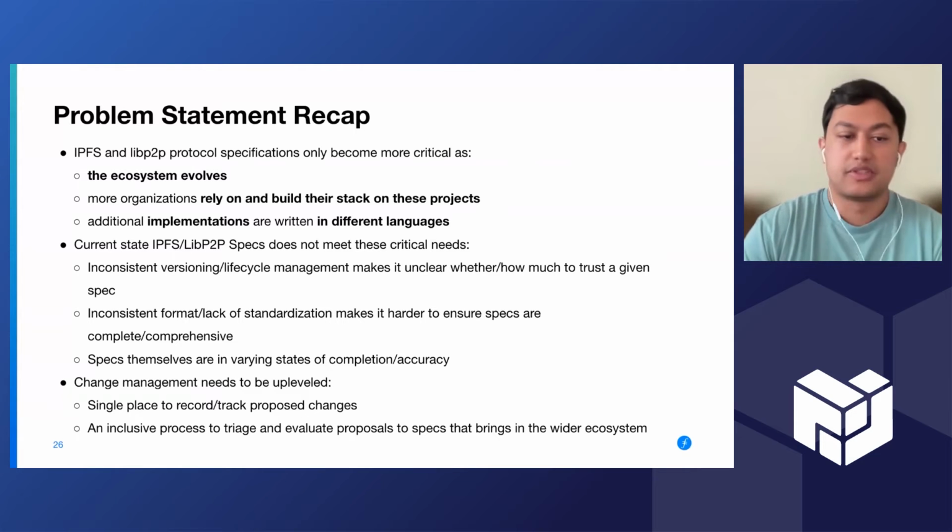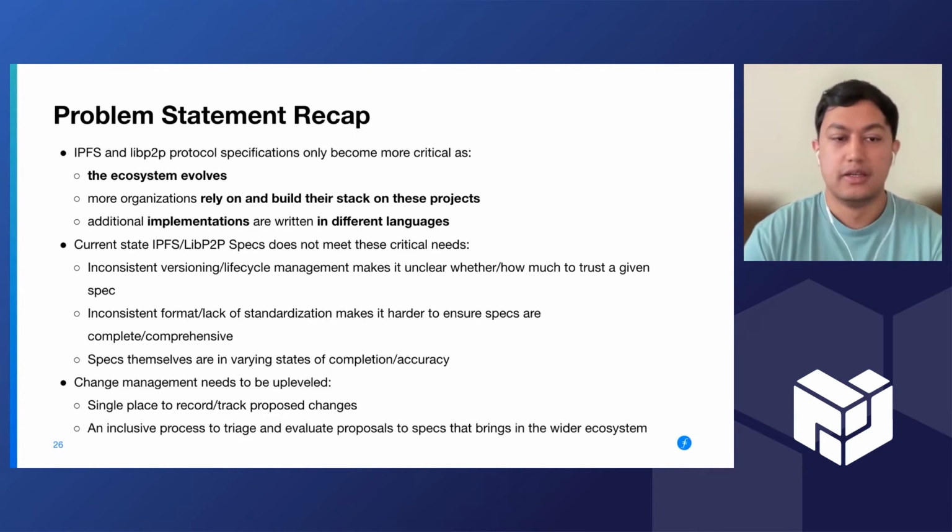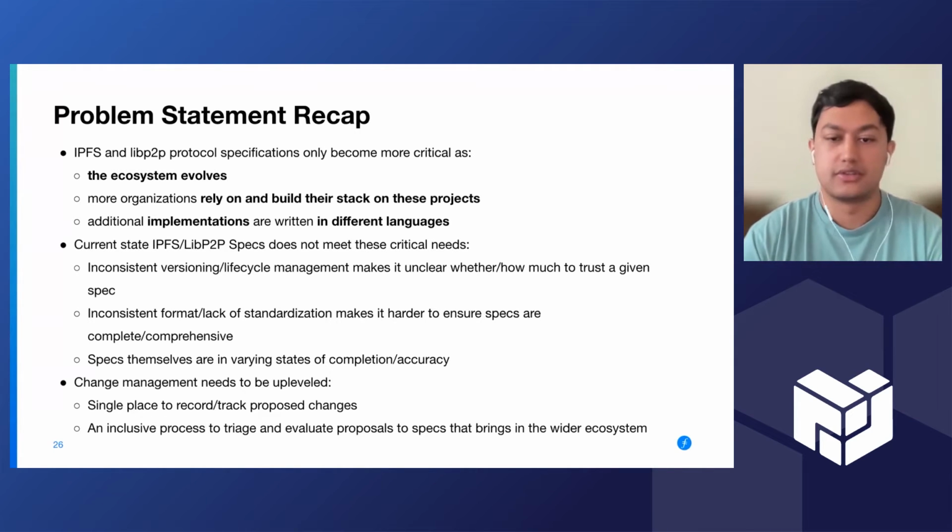And then the content within the specs themselves, even though they may be following different formats, is also in varying states of completion. Those are some of the issues. If we hope to power the Web3 ecosystem with libp2p and IPFS, we also want to make sure that they're well specified so that people can rely on them and have a certain sense of accuracy and trust.